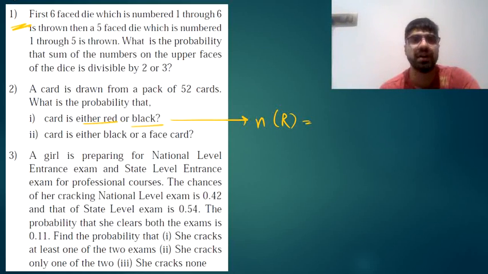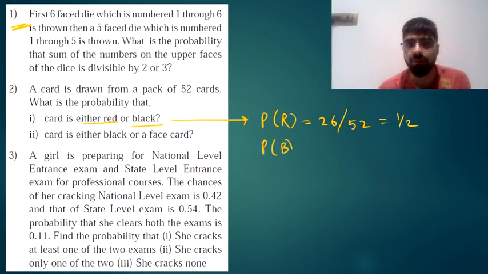Number of red cards, red means diamonds and hearts included. So number of red cards are 26. If I talk about probability of getting a red card, that will be 26 by n of S, which is 52. So this will be half. Then we have probability of having a black card. A black card means it can be either a spade card or a club card. There are total 26 spade and club cards. So probability of having one of those black cards will be 26 upon n of S, which is 52, so half.